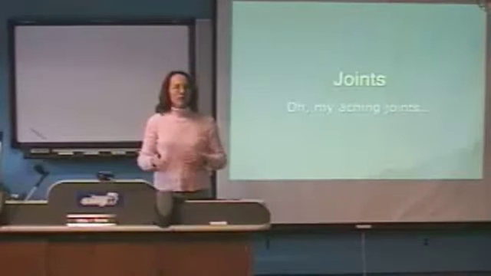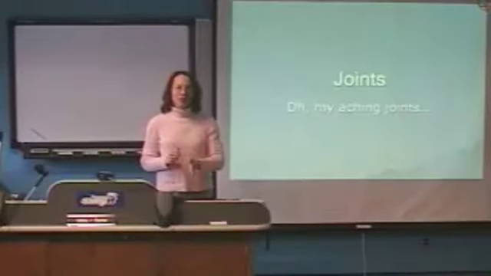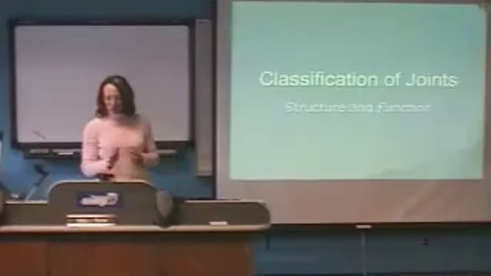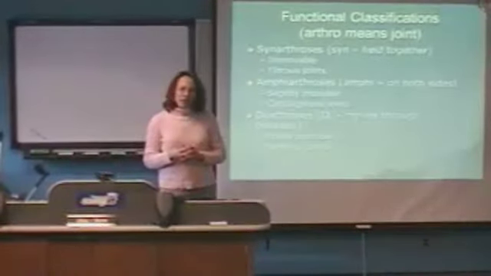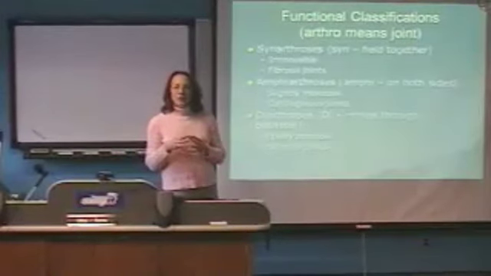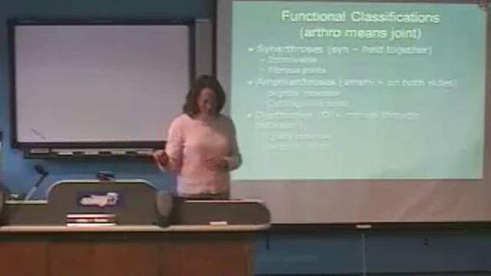Okay, so we're going to go over the different types of joints from highly movable to immovable and those in between. Classifications. Synarthroses are immovable. They're held together. I'm going to zoom in on the PowerPoint.